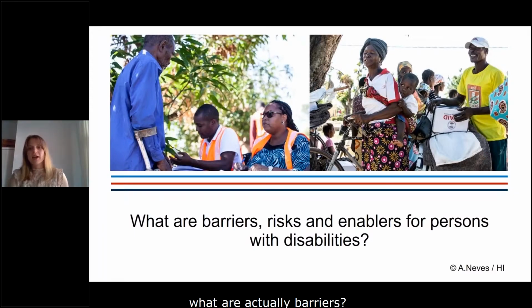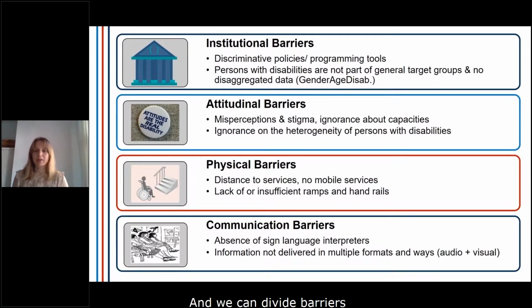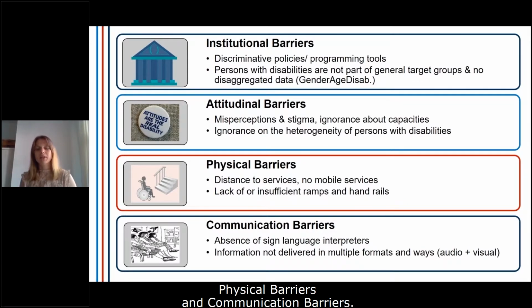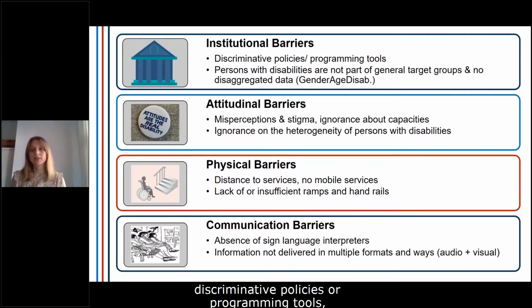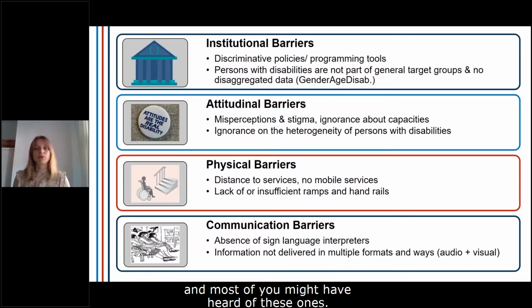But now that I said barriers, what are actually barriers? We can divide barriers into four categories: institutional barriers, attitudinal barriers, physical barriers, and communication barriers. Some of you might have heard about these types of barriers, and there are certain examples. For example, institutional barriers: discriminative policies or programming tools. Attitudinal barriers: misperceptions and stigmata, ignorance of the capacity of persons with disabilities. Physical barriers, most of you might have heard of these: distance to services or lack or insufficient ramps. And then communication barriers, which were a major issue during COVID-19, where there was a lot of absence of sign language interpretation, live captioning, and easy to read information material.